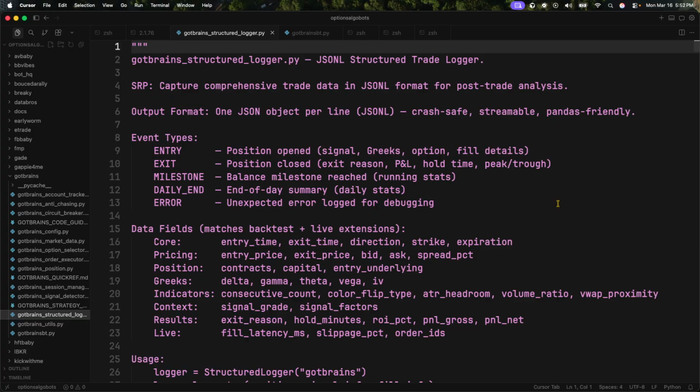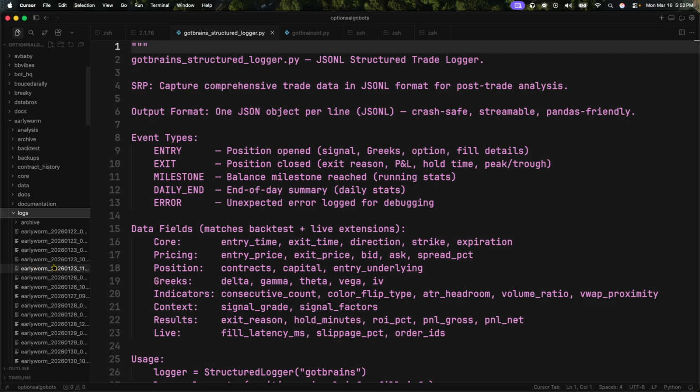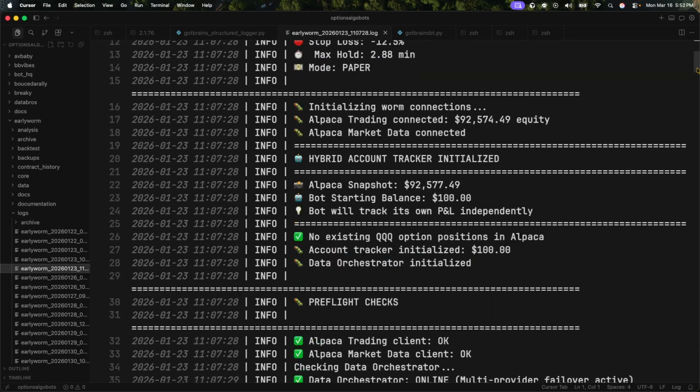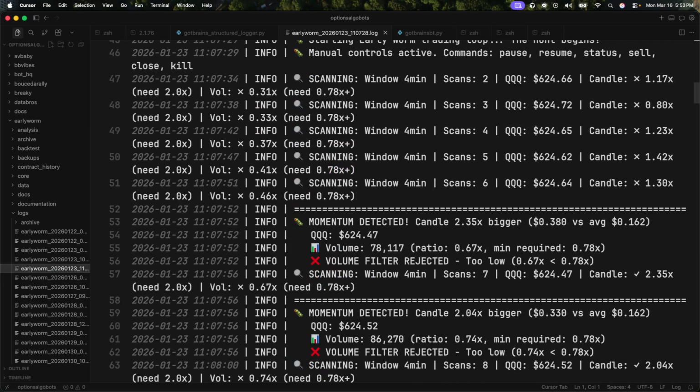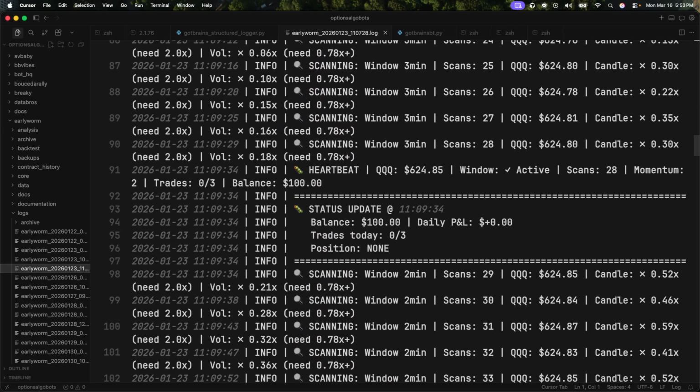This is our structured logger. Whenever we have our logs, let me show you an example of one. This is our early worm bot. So this is our logs, right? What I can do is just go through this and automate it, like, all right, you found a signal, this is what happened, and everything.